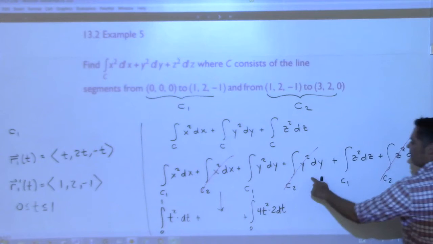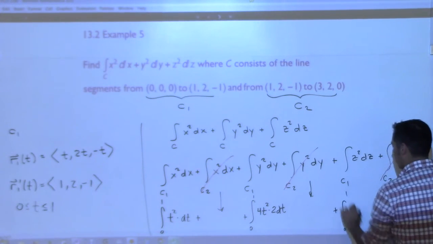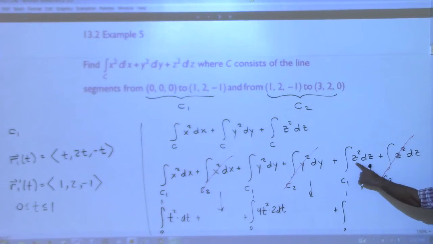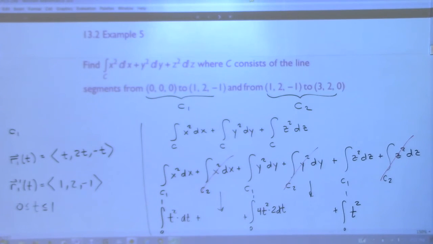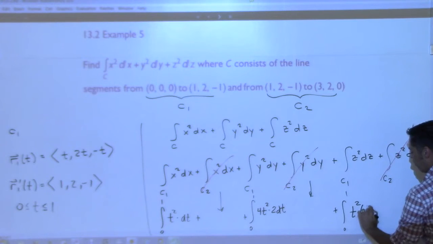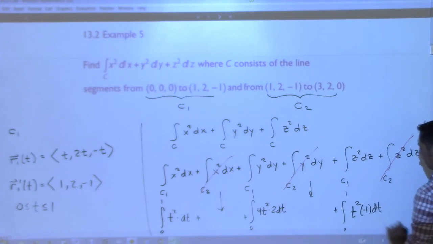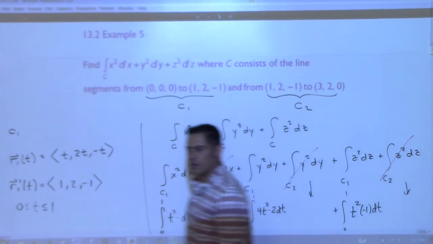And then I'm skipping that one, so that would go here. And then plus integral from 0 to 1 again, z squared. So it's going to be t squared. And then dz is negative 1, so negative 1 dt. And then we have this one here. And look, these integrals are pretty straightforward, aren't they? These are just little power rules on those. And all right.